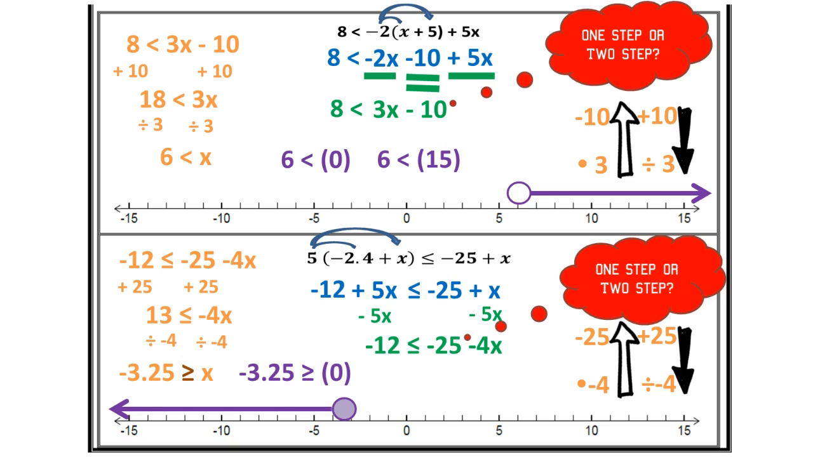If you wanted to, you could check some of those points. -3.25 is greater than -5. It is greater than -10. It is greater than -15. Those are all true statements. Where the arrow's pointing, it's pointing at all of the true statements that make this inequality true.